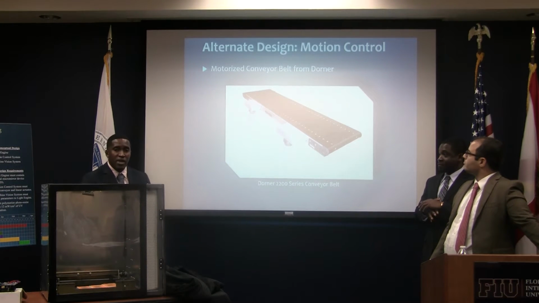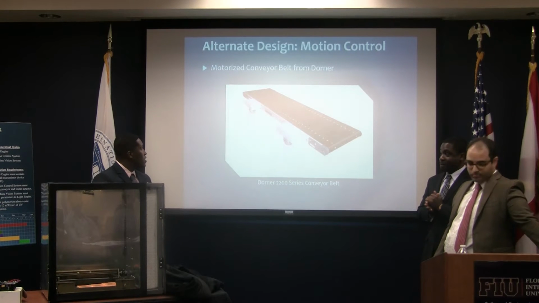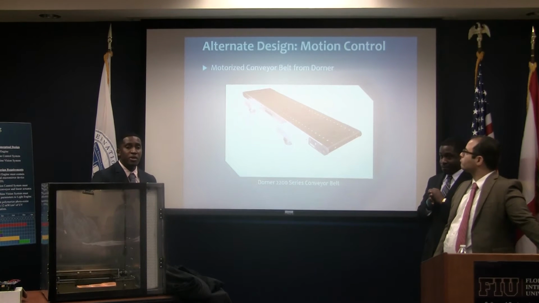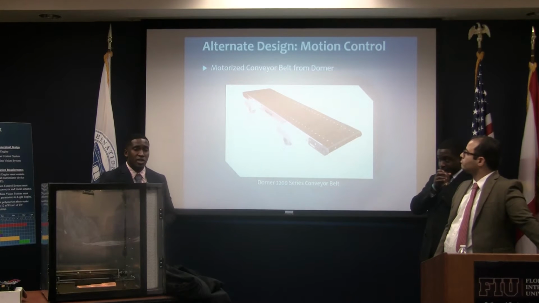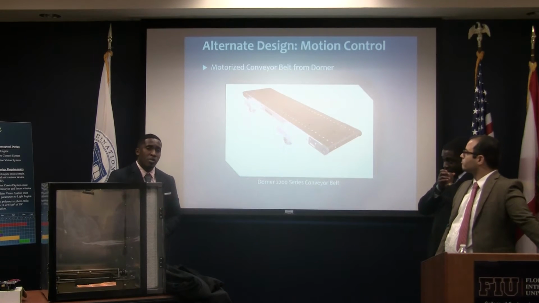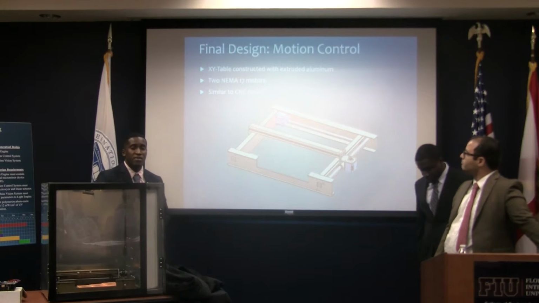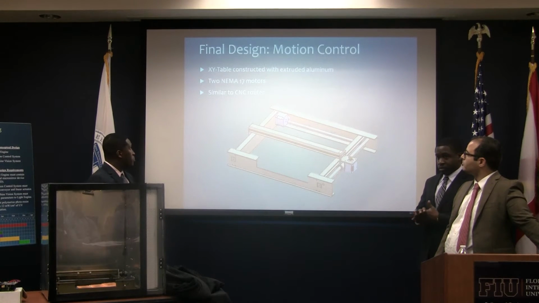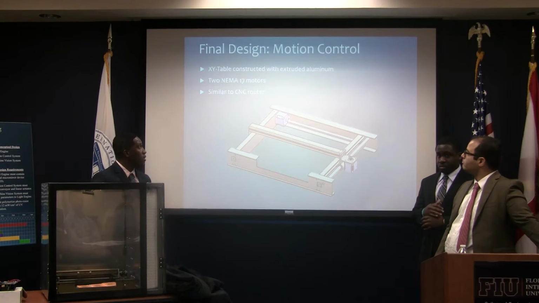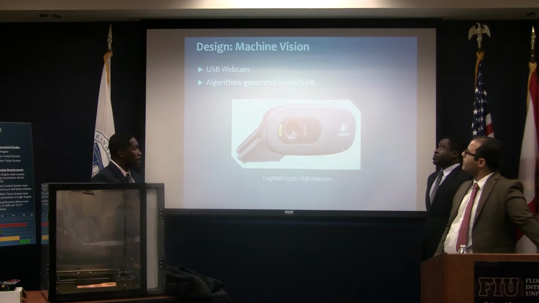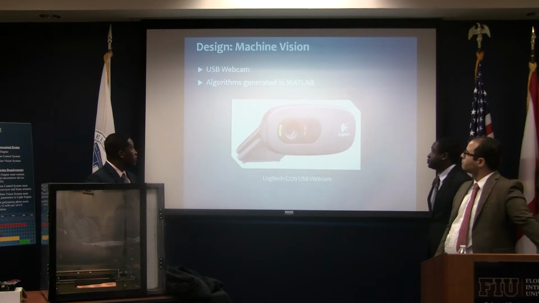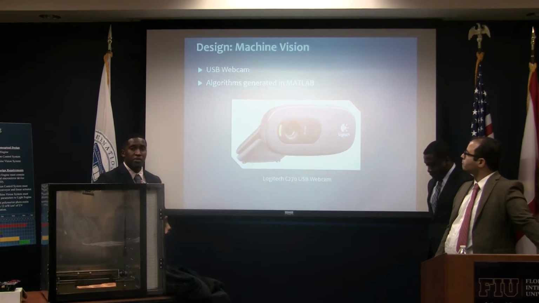And the alternate design we had for our motion control is a 2200 series conveyor belt, which is also an expensive one. But we went ahead and proceeded with an XY table with extruded aluminum powered by two NEMA 17 stepper motors, which operate in a similar way to a CNC router. And for our machine vision, we stick with the same plan as initially, which is a USB webcam with programs and algorithms generated in MATLAB.